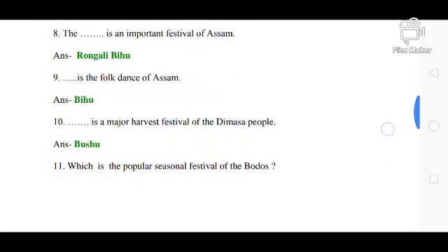The correct answer is July 2012. The ... is an important festival of Assam.